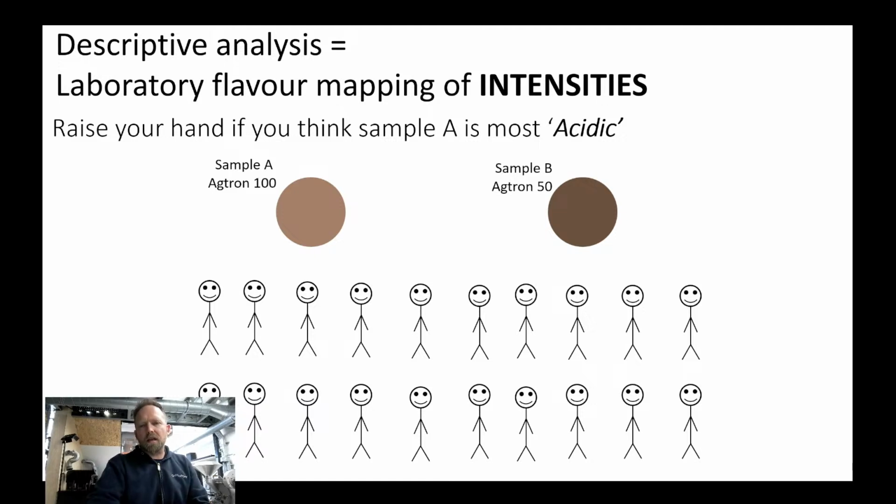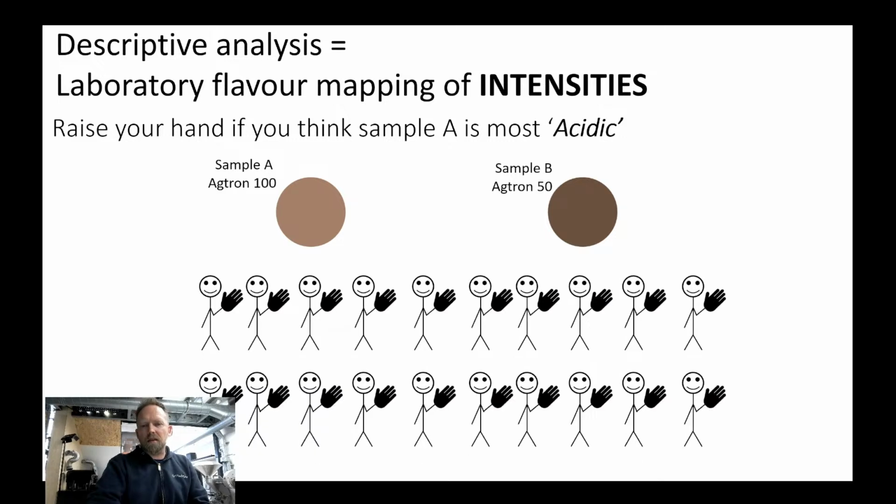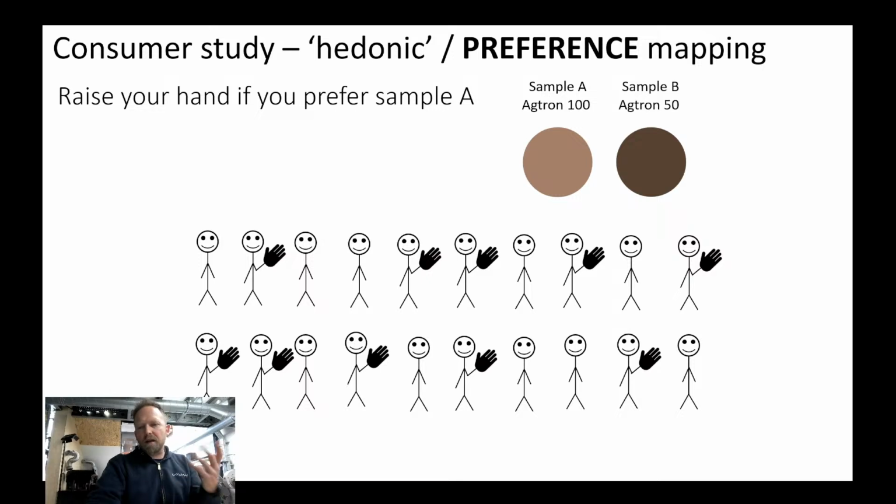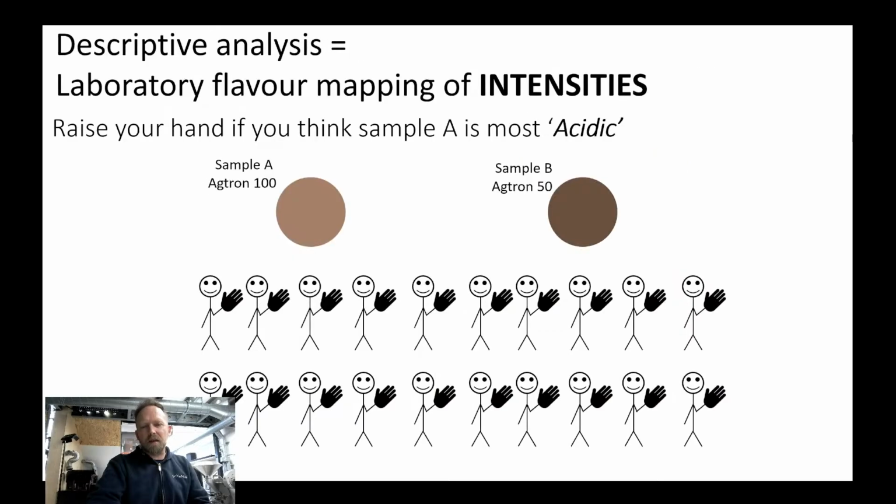Once they are calibrated, you can ask them, raise your hand if you think sample A is most acidic. And you will probably see everybody raise their hands, because intensity is, in a sense, an absolute property of the product. If you ask the same group of people, raise your hand if you prefer sample A, you'll get a very mixed result, because people don't agree on preferences, even if they are calibratable on intensities of descriptors.